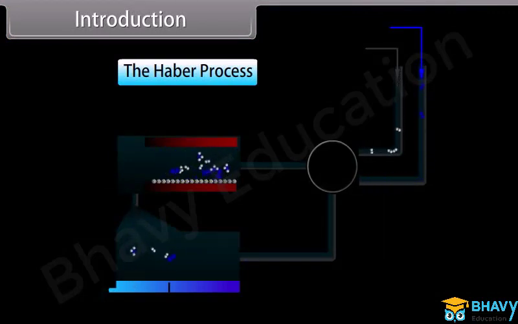The Haber's process combines nitrogen with hydrogen into ammonia. Nitrogen is an important element in the p block in the periodic table. So students, today we'll study about the p block elements.